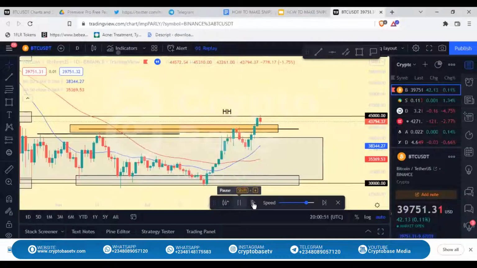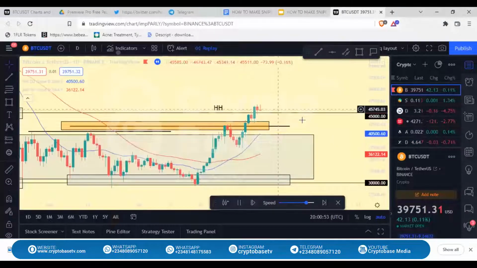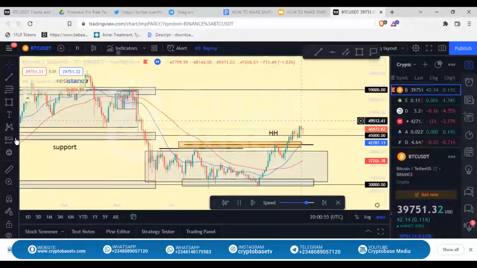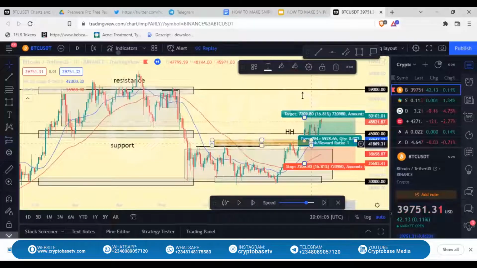And then let me play to you guys and see how the chart later went on. This is how the chart later went on. Meanwhile, we must have taken our long entry already, must have taken our long position right at this point. And then I would like to move it to my key level again.